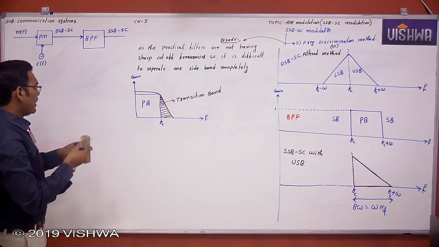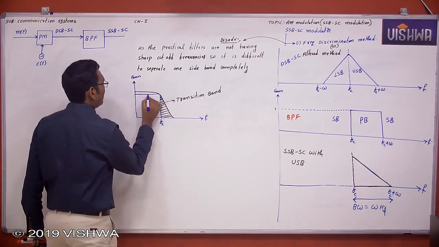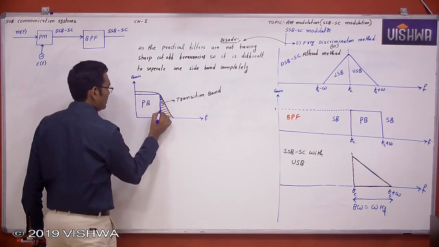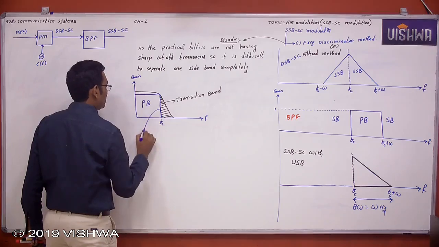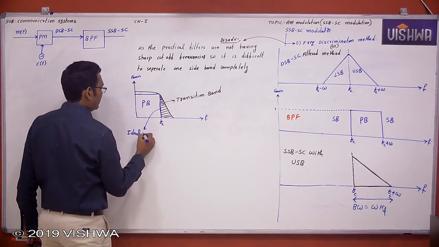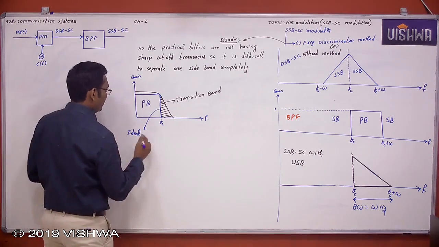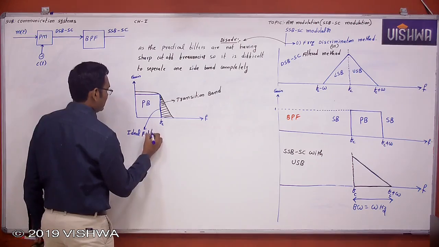Now this blue line is nothing but an ideal filter. Ideal filters have sharp cutoff frequencies. This is the ideal band pass, ideal low pass filter, ideal filter characteristics.